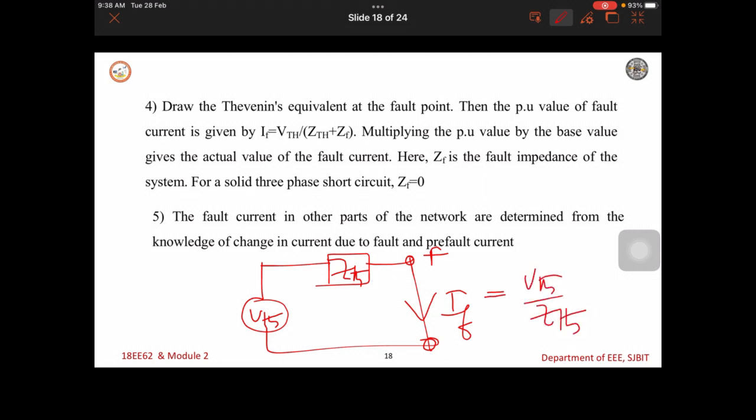After finding the fault current, we can find the current in other parts of the system. How to find it? We have to write the voltage source at the fault point, short the remaining sources, and use Kirchhoff's voltage laws to find the current in the other parts of the power system due to the fault.